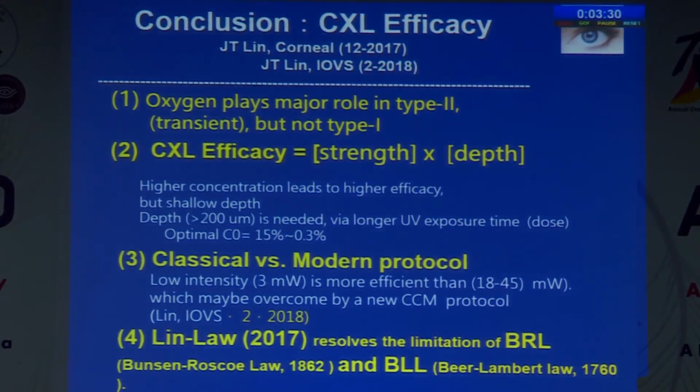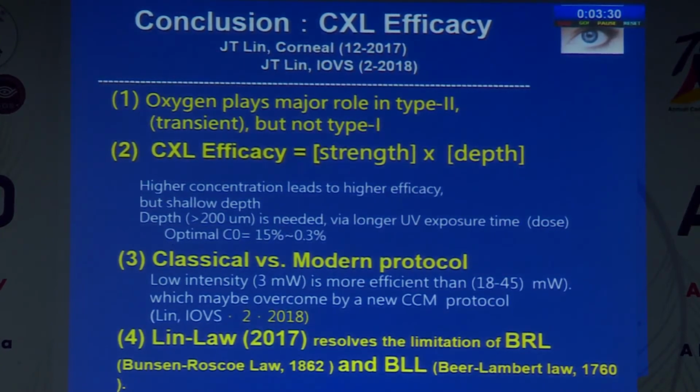They put too much riboflavin during the UV exposure. Now people start to realize that's wrong. During the UV, you should not keep adding riboflavin on the cornea. That will block out your UV energy, so you are wasting a lot of dose. And I'll give you a little more detail on what the modern protocol suggests.